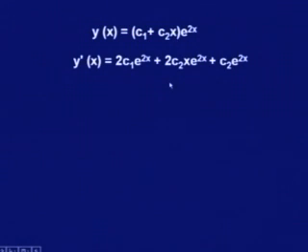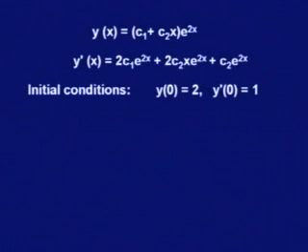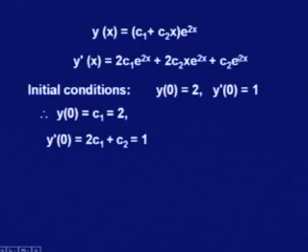Now, use the initial conditions given at 0, that is y(0) is 2 and y dash 0 is 1. When I put x equal to 0 in the first one, I do get only the term C1. So, we get C1 is equal to 2. When I put x equal to 0 in y dash, I do get the two terms 2 C1 and C2. This is given as 1. So, 2 C1 plus C2 is 1. Since C1 is 2, C2 we would be getting as minus 3.